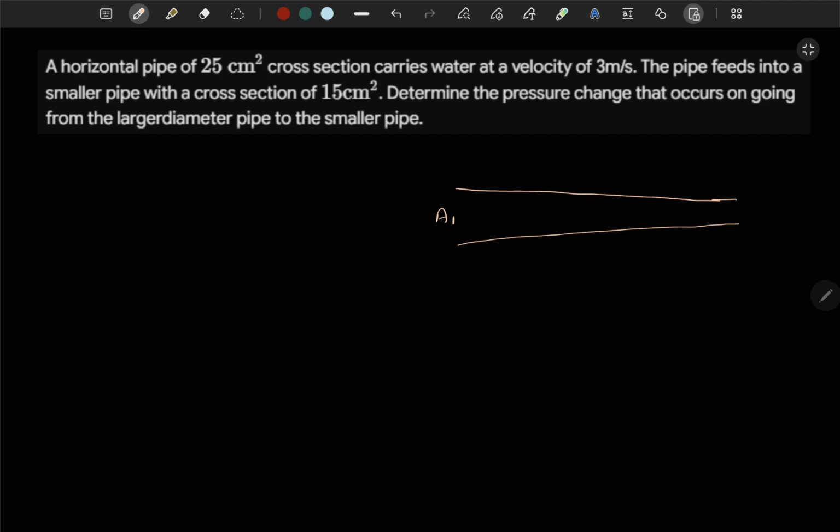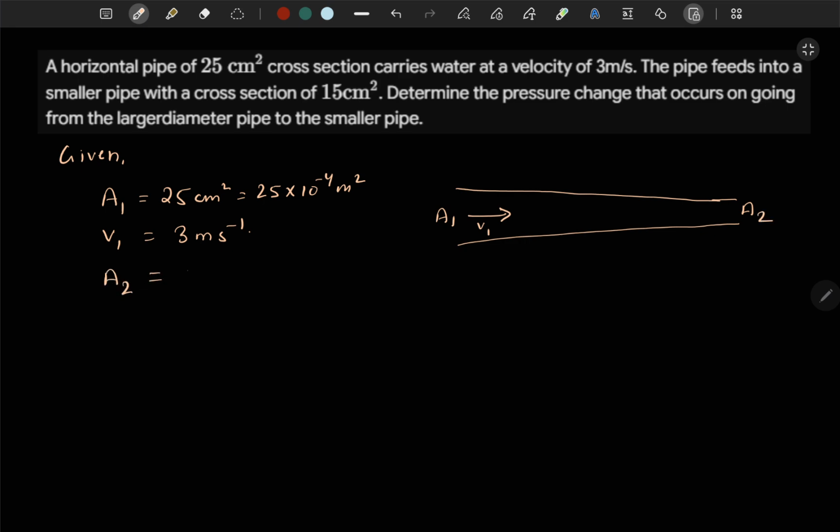Here cross section A1 is given as A1 is equal to 25 cm square, that is 25 into 10 power minus 4 meter square, and the water flowing through it is V1 given as 3 meter per second, and cross section area at the other end is A2 is equal to 15 cm square, that is 15 into 10 power minus 4 meter square.